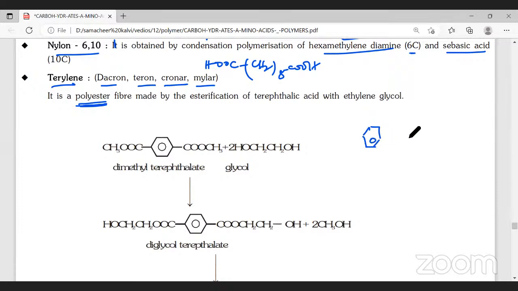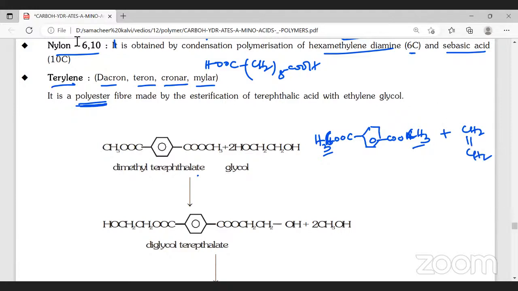If we have a COOH group here, that is benzoic acid. If you have one more COOH group here, it is called terephthalic acid. And if this hydrogen is replaced by CH3, and this also is replaced by CH3, then it is called dimethyl terephthalate. This dimethyl terephthalate, when allowed to react with ethylene glycol, this is ethylene.